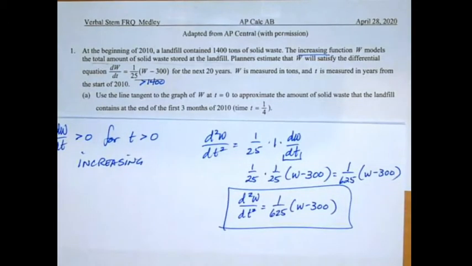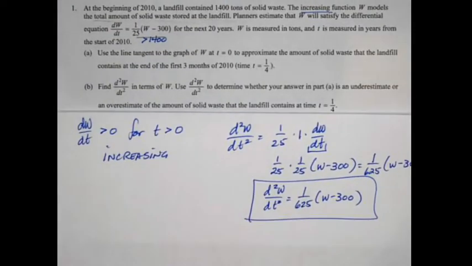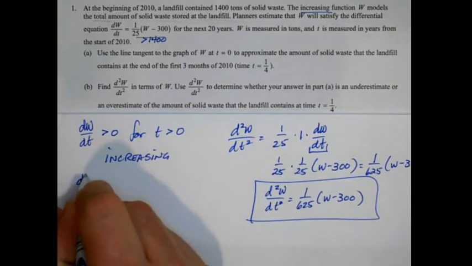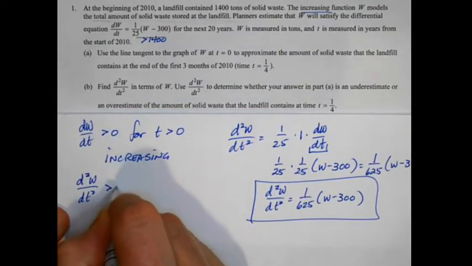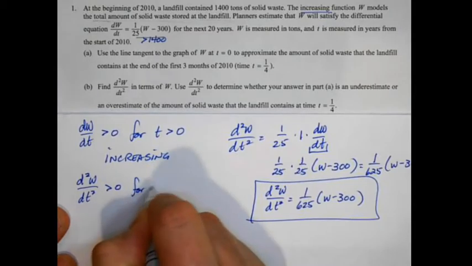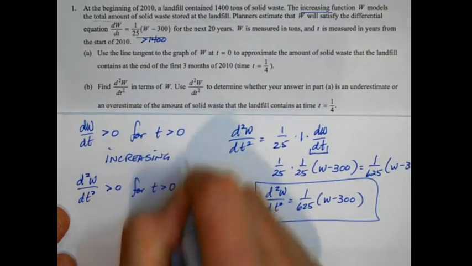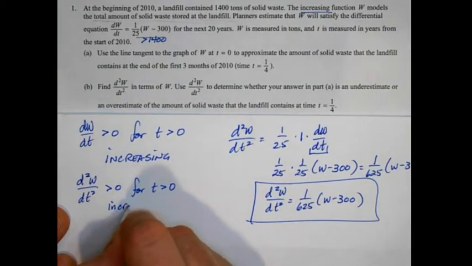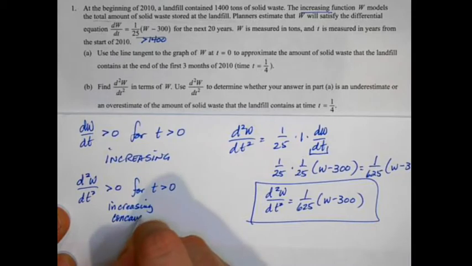All right. The second thing that they want to know is to use that to determine whether it's an over or an underestimate. The second derivative of w with respect to time is also greater than 0 for t greater than 0, which means it's increasing and concave up. So increasing, increasing, which means concave upward.